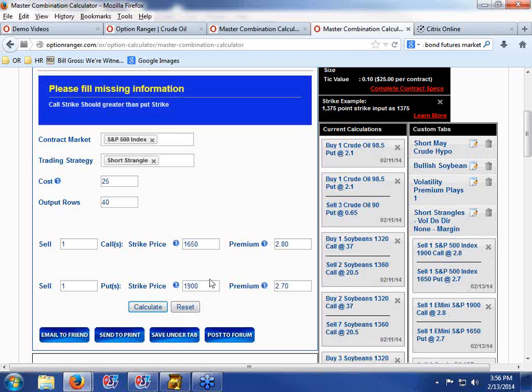and then you hit the calculate button. Notice again, we have a fail-safe in the program in which you will be reminded that the entry was wrong, that on a short strangle the call price has to be higher than the put price, so that you can avoid some of these careless mistakes.